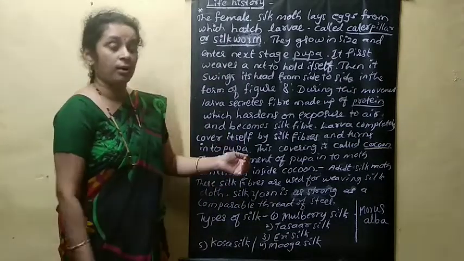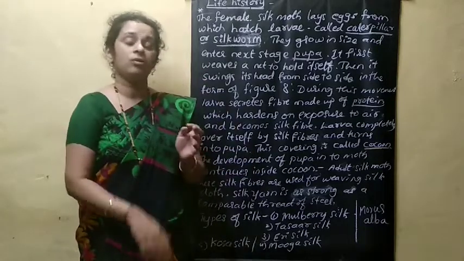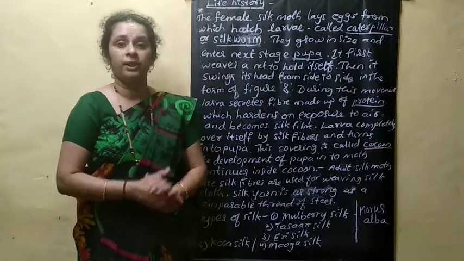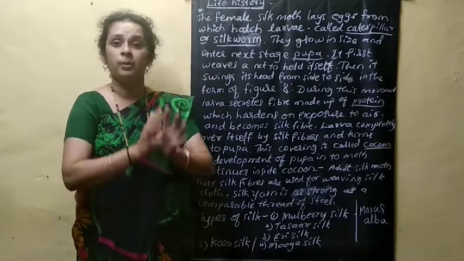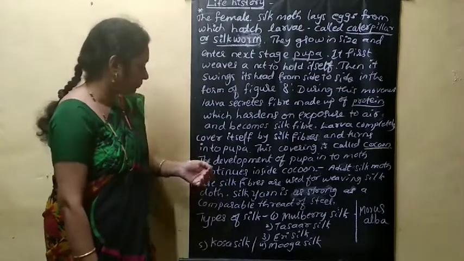And then the stage is called the pupa stage. This covering is called a cocoon. That covering, the protein covering, I mean the silk fiber covering, is called a cocoon.